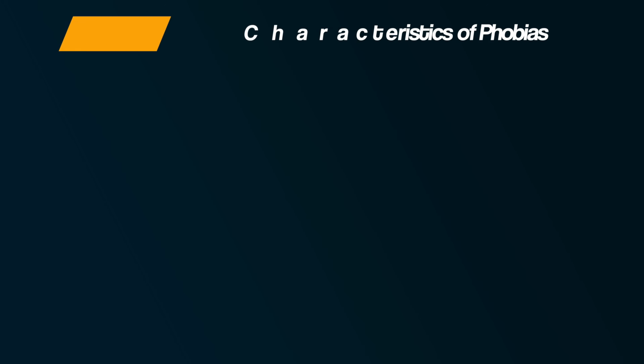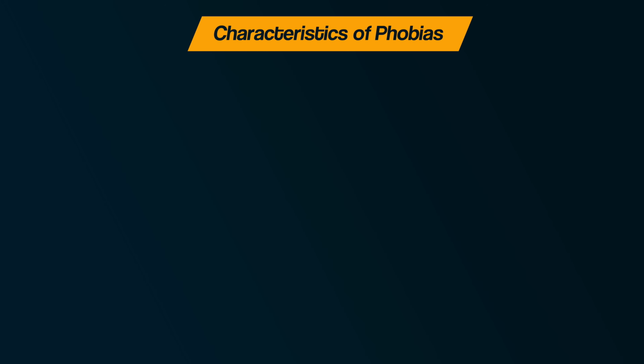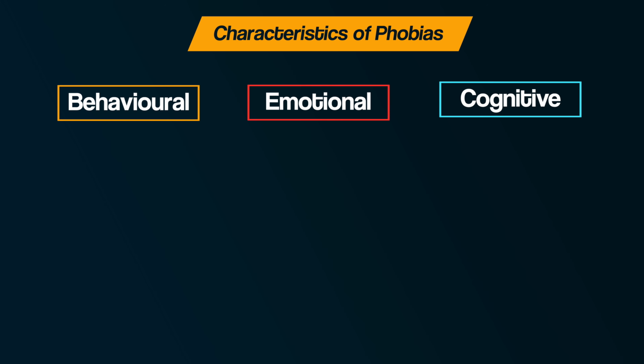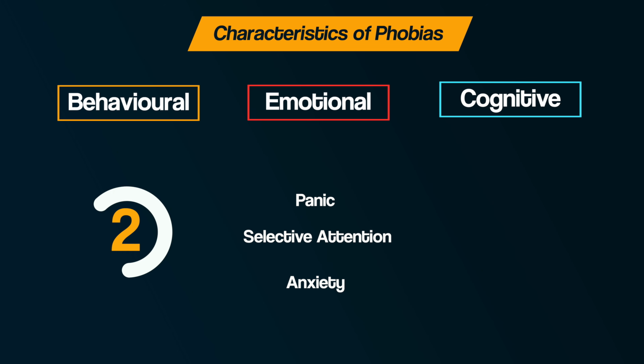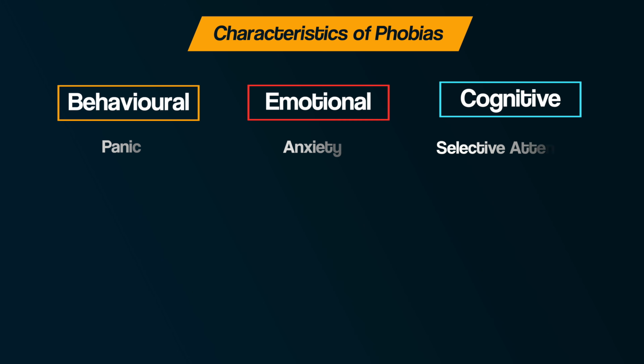Next, phobias, and here we start with the characteristics. Remember, you need to know the behavioural, emotional and cognitive characteristics, in other words, what people do, feel and think. I'll say a characteristic and you decide if it's behavioural, emotional or cognitive. Panic, selective attention, anxiety. Next, can you name one more characteristic for each?